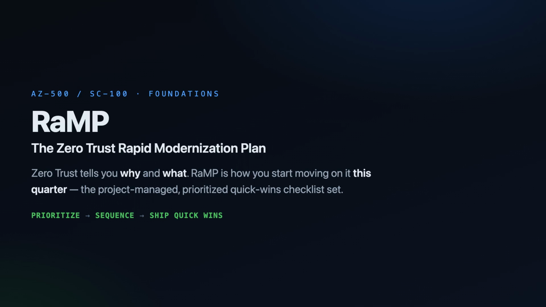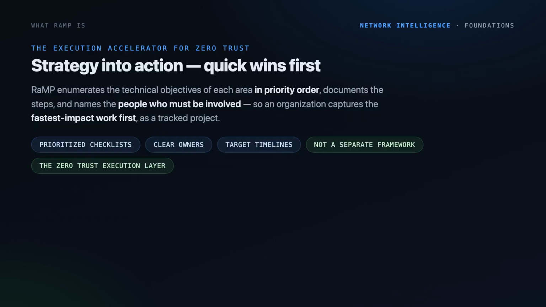In this module: what RaMP is, how it differs from the full deployment plans, its flagship Validate Trust checklist, the ransomware workstream, and how RaMP fits with the other frameworks you already know. RaMP is the execution accelerator for Zero Trust. It enumerates the technical objectives of each area in priority order, documents the steps needed to achieve them, and names the project members who must be involved, so an organization can capture the highest leverage work first, framed as a time-boxed project rather than an open-ended program.